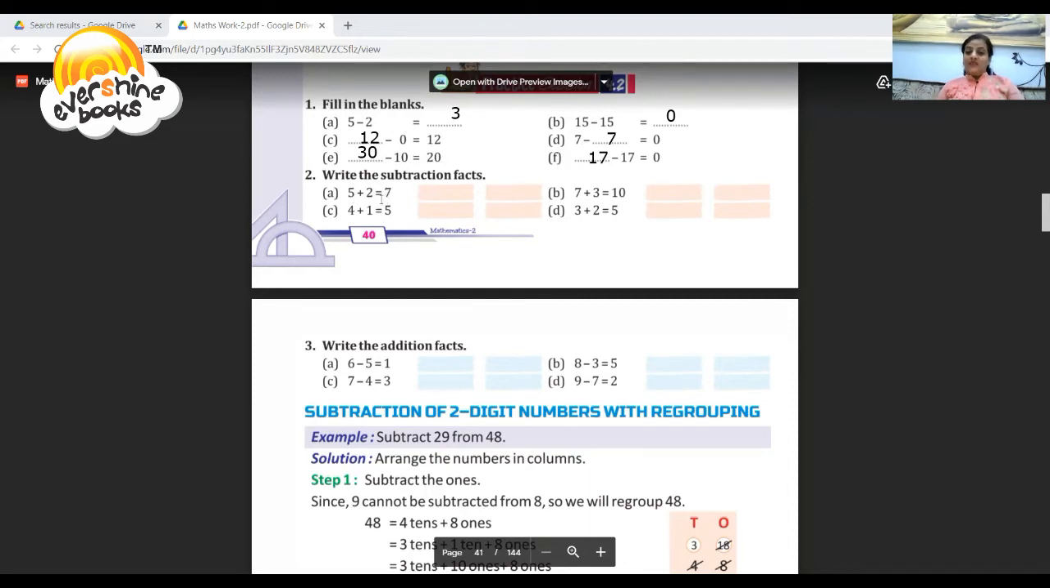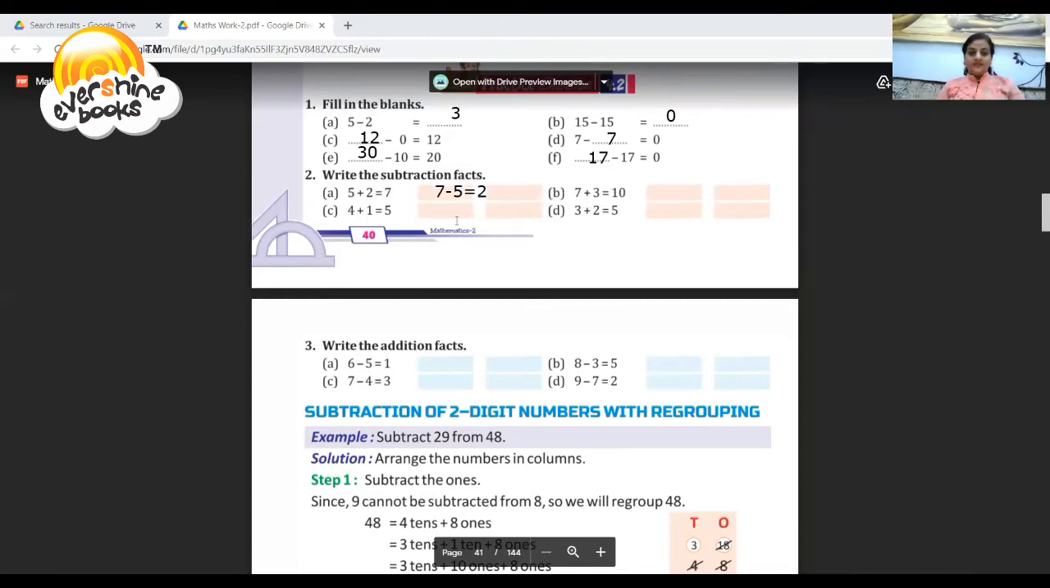Like 5 plus 2 is 7. So we are going to write the sum of the number, that is 7. We write the sign of minus, and we subtract 5 because it is the first number, that is called the minuend. 7 is the minuend and 5 is the subtrahend. We can change the subtrahend but we can't change the minuend. That answer will come.